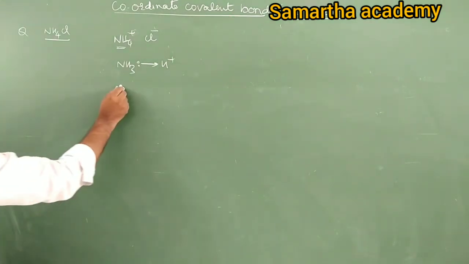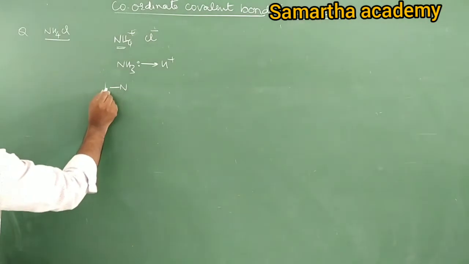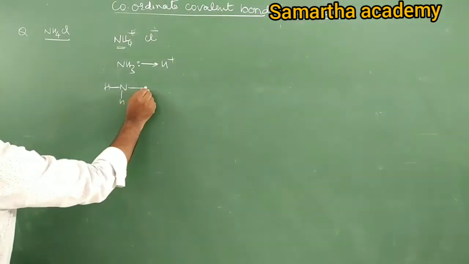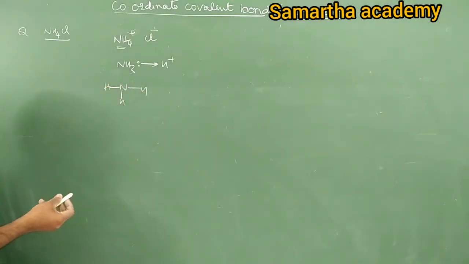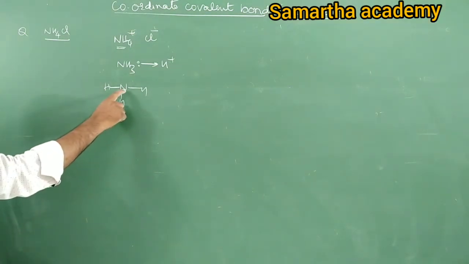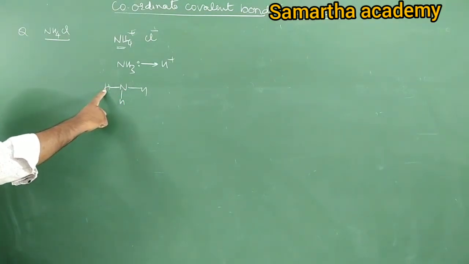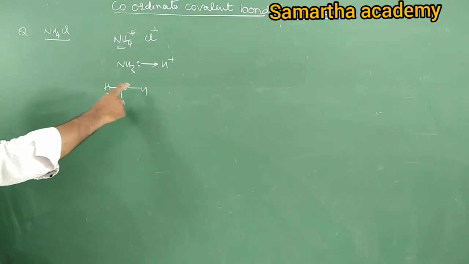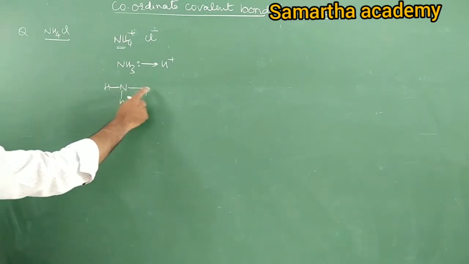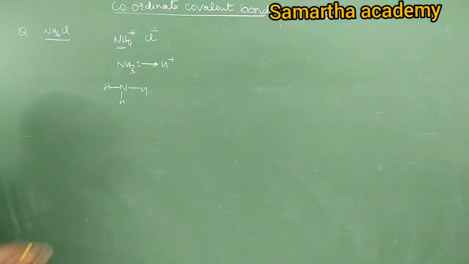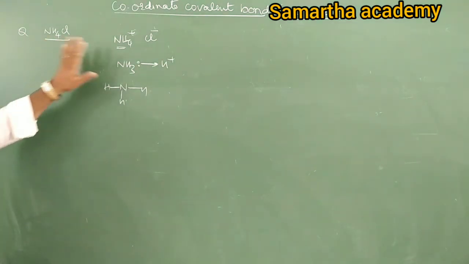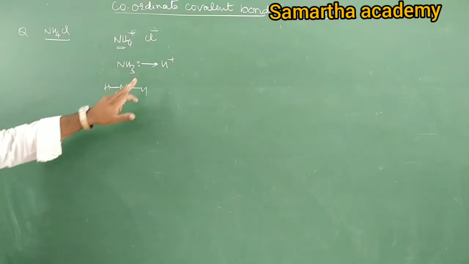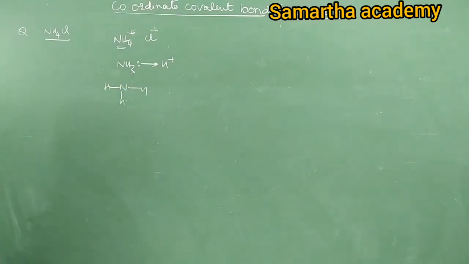Next is ammonia. In ammonia, the central atom is nitrogen, and there are 3 hydrogens, so there are 3 covalent bonds. Nitrogen is sp3: sp3s, sp3s, sp3s, 3 sigma bonds. It is a covalent bond. That means ammonium chloride has ionic bond, coordinate bond, and covalent bond. So all 3 types of bonds are present.